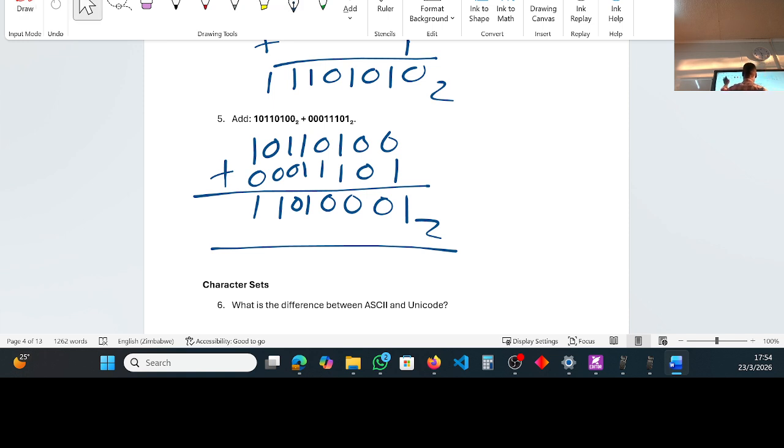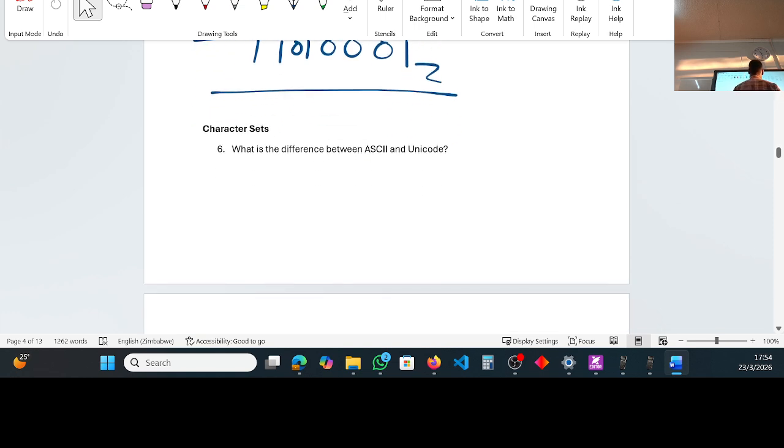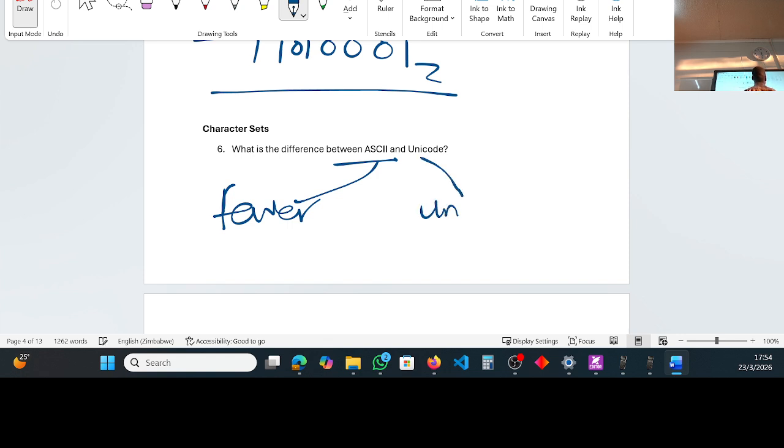Let's see. Next, I'm interested in looking at the difference between ASCII and Unicode. The difference is that in ASCII we have a fewer number of characters, and Unicode caters almost to universal languages, Chinese, German, you name them, they are covered by Unicode. That's the main difference: all the characters are encompassed, and in ASCII there are just fewer characters.